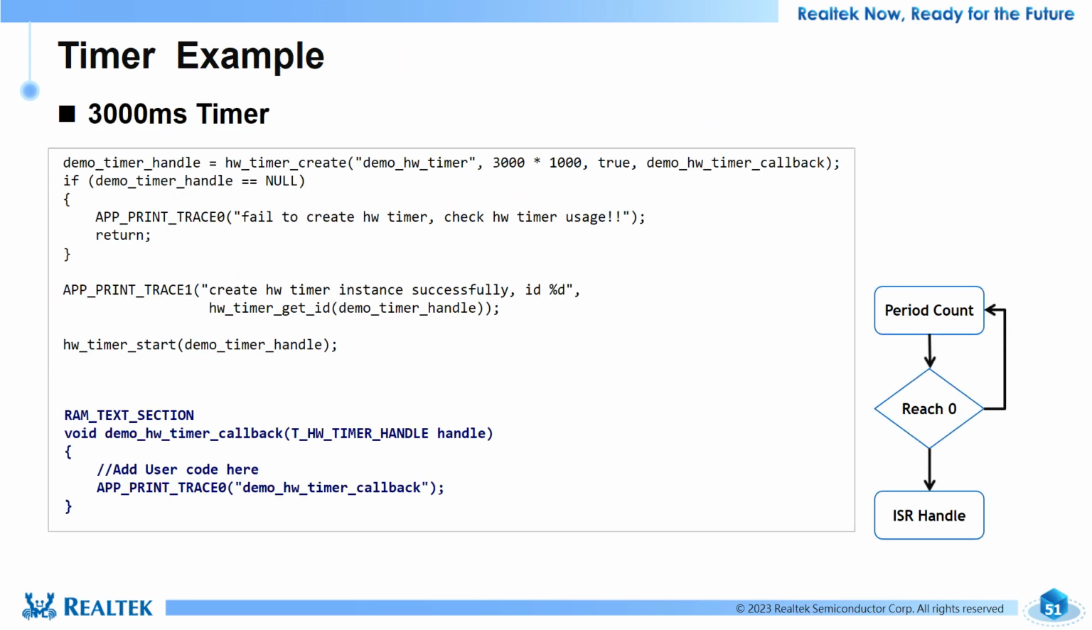Below is an example of timer usage. First, call HWTimer create to create a timer based on the specified parameters. Then call HWTimer start to start the timer. When the timer count reaches 0, the timer interrupt will be triggered. In the interrupt function, the callback function is executed.